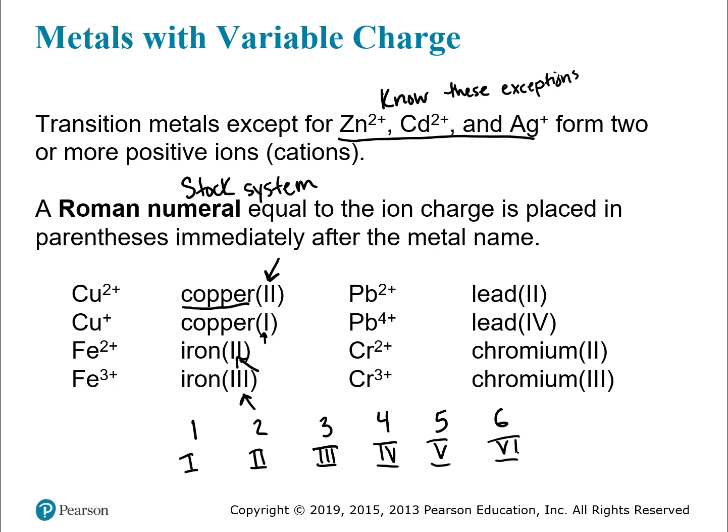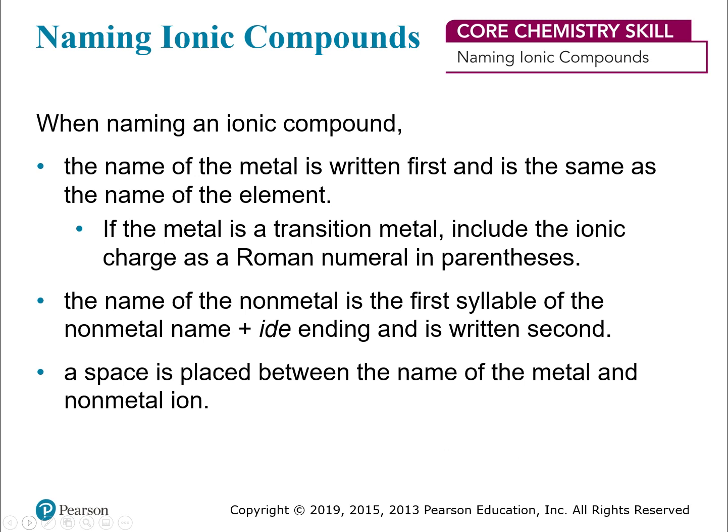More often than not, you're going to be dealing with the charges of 2 and 3. When you're naming an ionic compound, you're always going to write the name of the metal, followed by the name of the nonmetal ion. When you're writing the name of the metal, you want to take into consideration whether or not you're dealing with a transition metal or not.